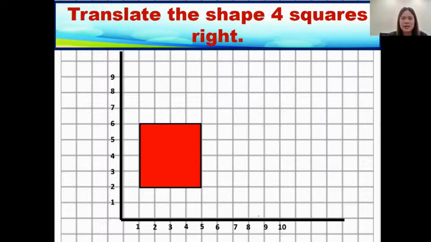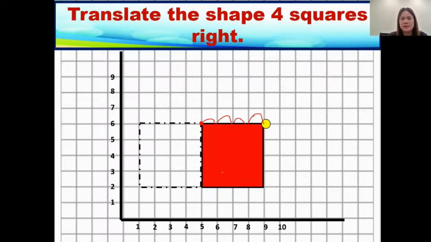So in this case, I'm moving the shape 4 squares right. I'm going to choose one corner. I will move it 1, 2, 3, 4. I am moving this corner of the rectangle 4 steps. So I have 1, 2, 3, and 4. So we have here 4 steps to the right. So I just have to move the shapes like this.